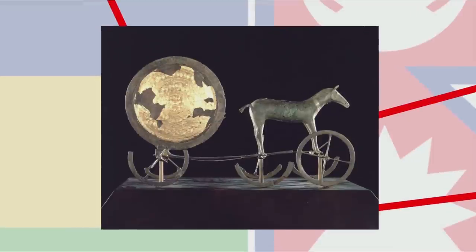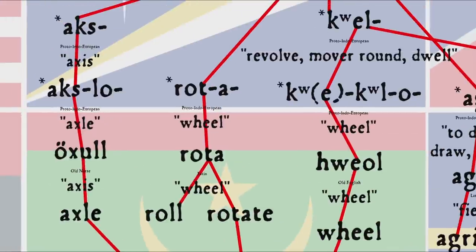along with words for the wheel and the wagon technology widespread in the daughter Indo-European languages, including roots like kwekwlo, wheel, from which we get English wheel, rota, wheel, from which we get Latin rota, wheel, and English roll and rotate, and axlo, axle, from which we get English axle.